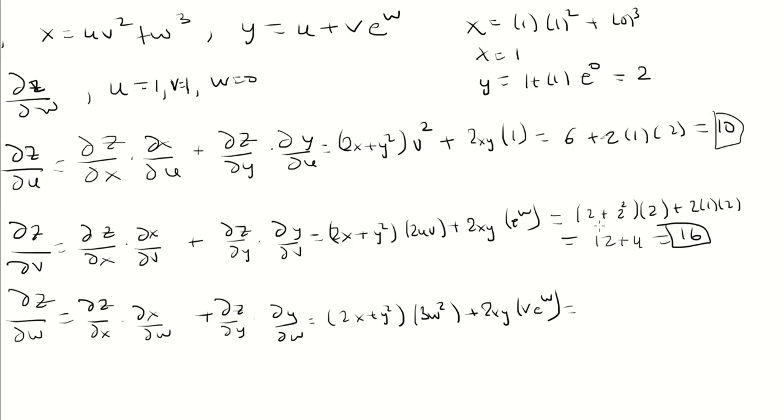Now 2x plus y squared, again, that's going to be 6, because of what we said before. And then 3w squared, well, w is 0, so that's just going to be 0. 2xy is just going to be 4, because 2 times 1 times 2. And then v is 1, and e to the 0 is 1. So this is just going to be 4. And so partial z with respect to u is 10, partial z with respect to v is 16, and the partial of z with respect to w is 4. And there's our answers.